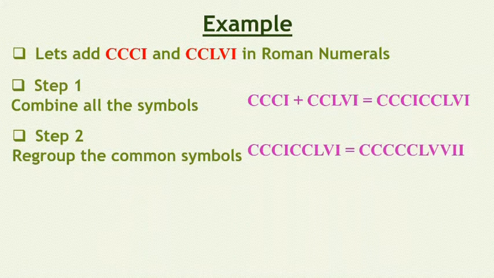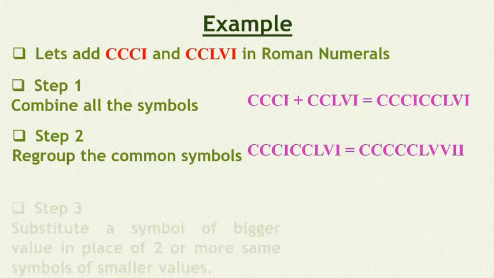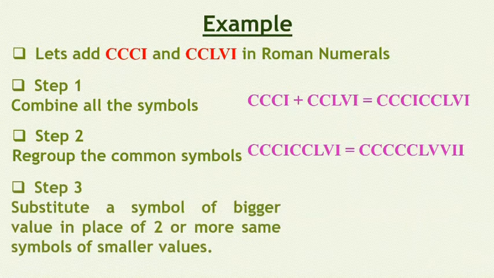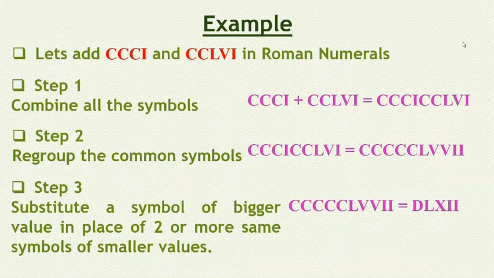Step 2. We have to regroup the common symbols. CCCICCLVI equals 5 times C, L, V, I, I. Step 3. We have to substitute a symbol of bigger value in place of 2 or more symbols of smaller values. 5 times C, LVII equals DLVII, and we also know that 5 times C equals D.